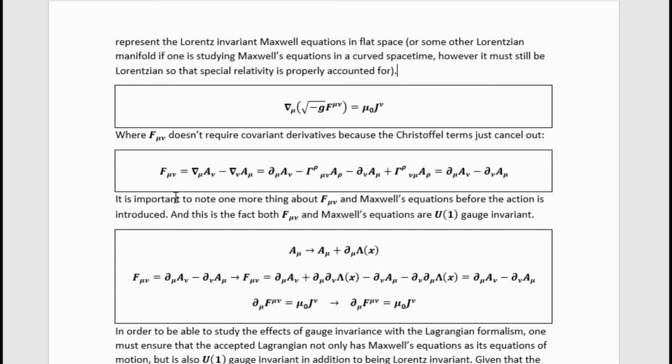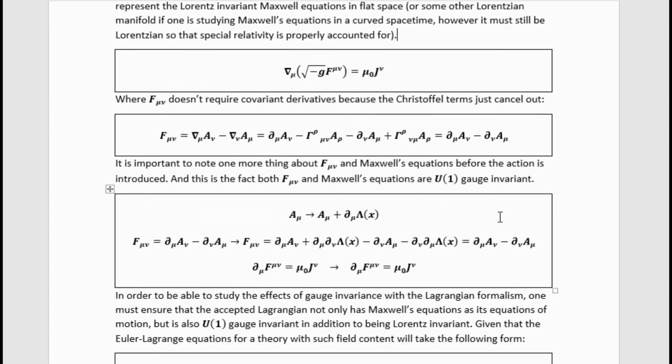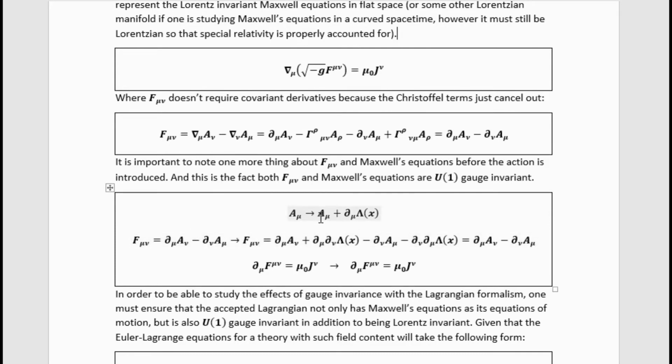It is important to note one more thing about F mu nu and Maxwell's equations before the action is introduced. And this is the fact that F mu nu and Maxwell's equations are U(1) gauge invariant. If we transform A mu like this, and then we apply that transformation to F mu nu, we see that it goes unchanged, and obviously Maxwell's equations do too, because they only contain A mu in this F mu nu tensor, which we've just shown is invariant.